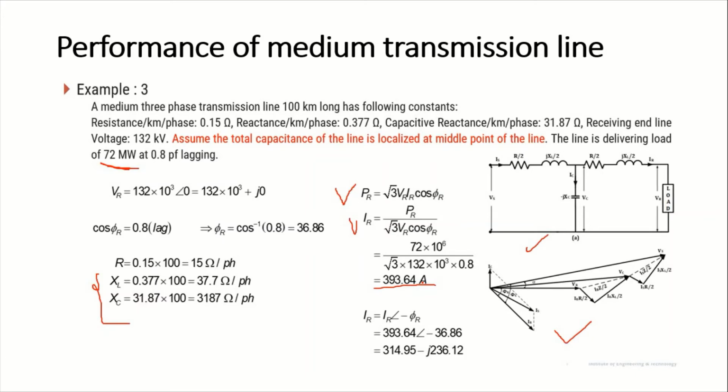Okay, now we get the magnitude of IR, but the angle of IR is minus phi R, which is equal to minus 36.86. This is in the polar form. Now converting this polar form into the rectangular form by using a calculator, we get 314.95 minus j 236.2.